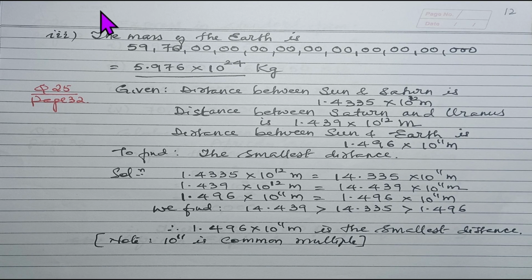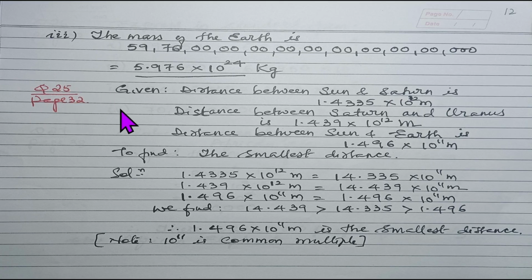Now coming to the next example, the mass of the earth is so much, very difficult to remember. The easiest way is to express it in standard form or scientific notation, that is 5.976 into 10 to the power 24 kilograms. Roughly 6 into 10 to the power 24 kilograms is the mass of the earth. So that is how we can use exponential notation for representing larger numbers and smaller numbers also.